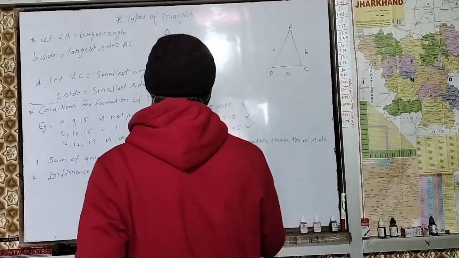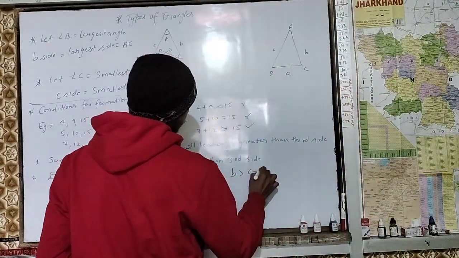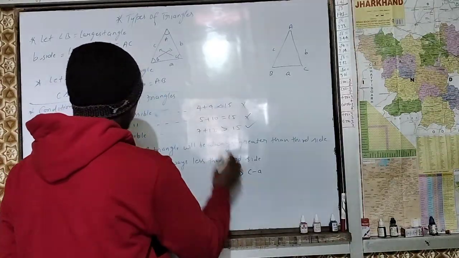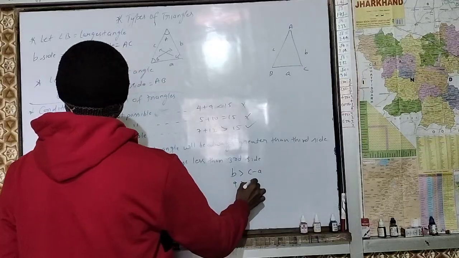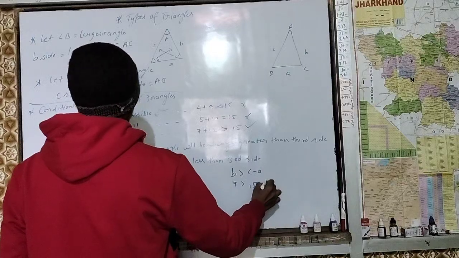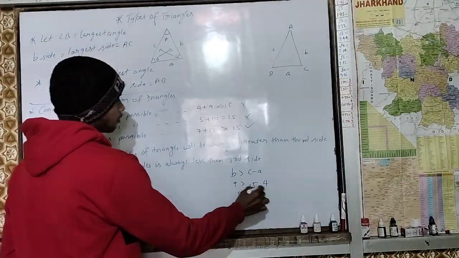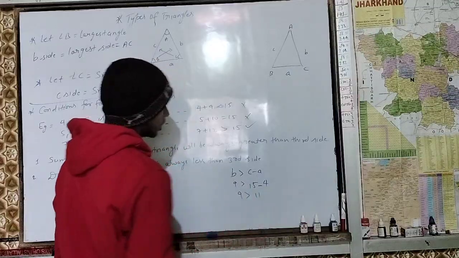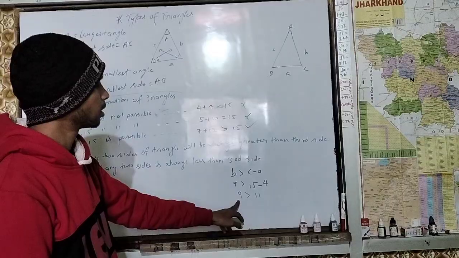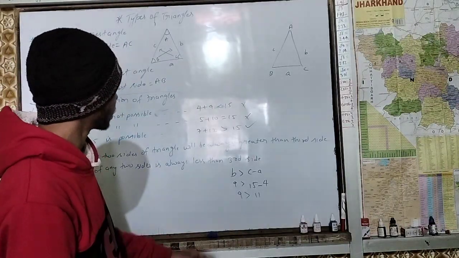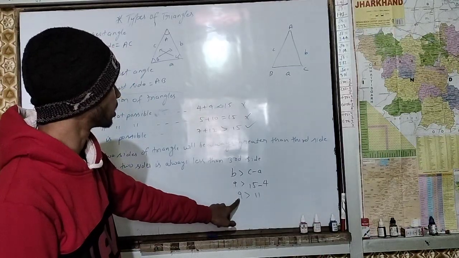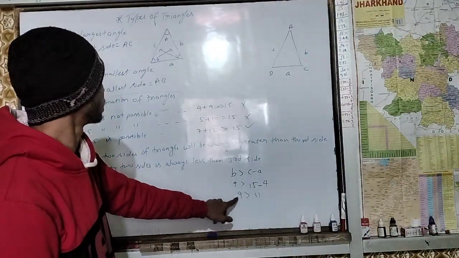For example, B is greater than C minus A. B is how much? Let's say B is 9, C is 15, minus A 4. 15 minus 4 will be 11. Here 11 is greater. The condition was saying this should be less than, this should be greater. Third side should be greater.